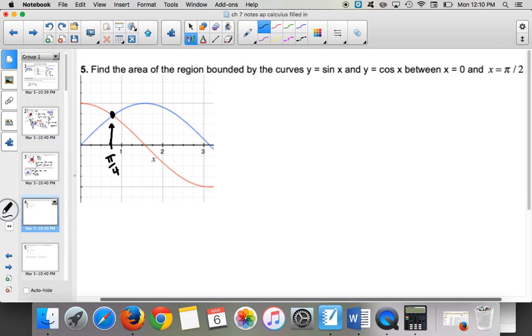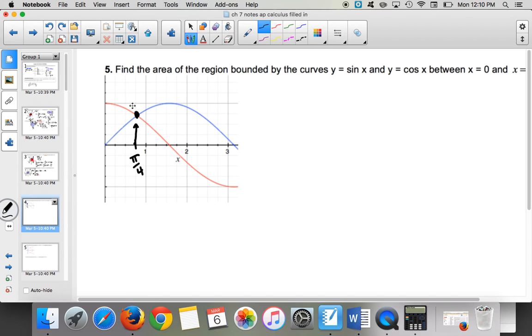So where do we think pi over 2 is? Well, let's think about cosine of pi over 2. Cosine is the red curve on my paper. So what's cosine of pi over 2? Think about your unit circle. It's 0, so it's crossing right there. The red one's the one that started on the top and went to the bottom, and that's the cosine curve. So this is crossing at pi over 2.